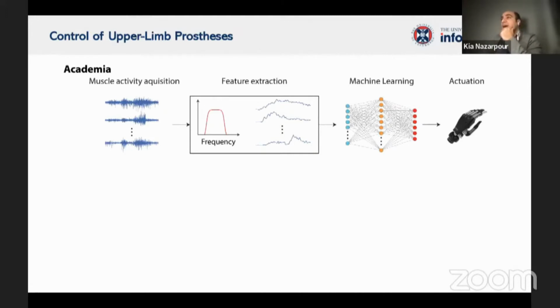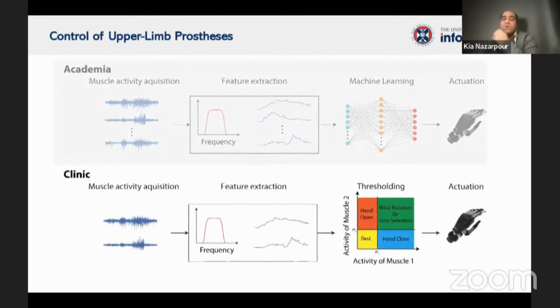Instead, in the clinic, we usually record from two channels on the flexor and extensor groups, and a similar but hardware-based feature extraction happens. Two signatures from the signals are extracted, and then simply a table is formed. If both of these two muscles are below their respective thresholds, nothing happens on the hand. The hand closes if only one muscle is activated, or opens if the other muscle is activated. And if both muscles are active, something else happens: a grip selection happens, or the wrist rotates.